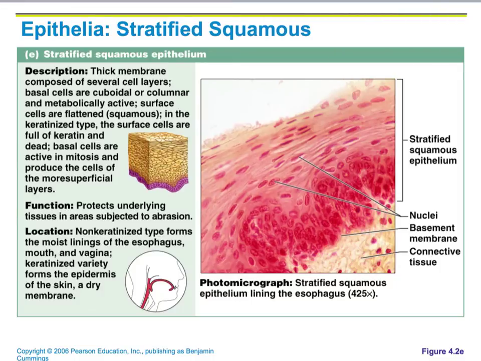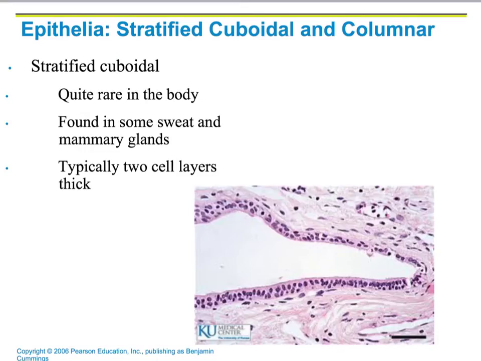Here again is another picture of the stratified squamous. So you can see the multiple layers. This is a picture of the esophagus.